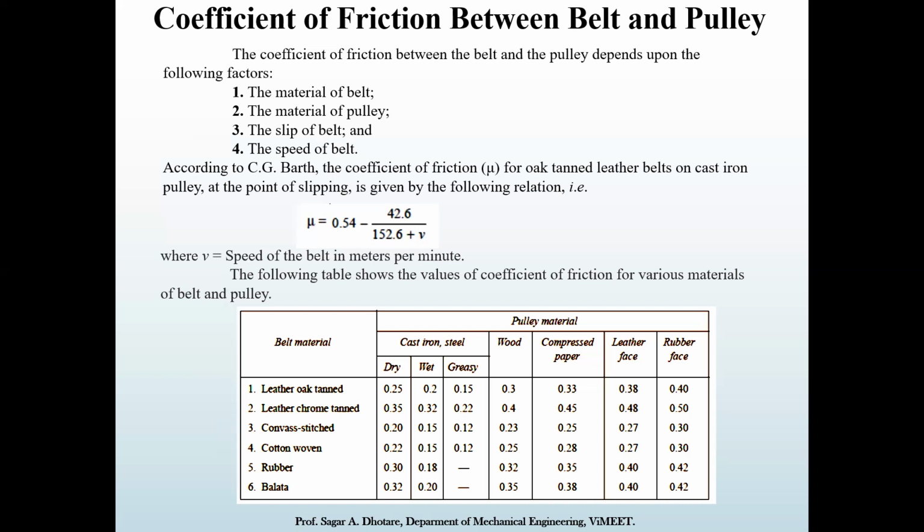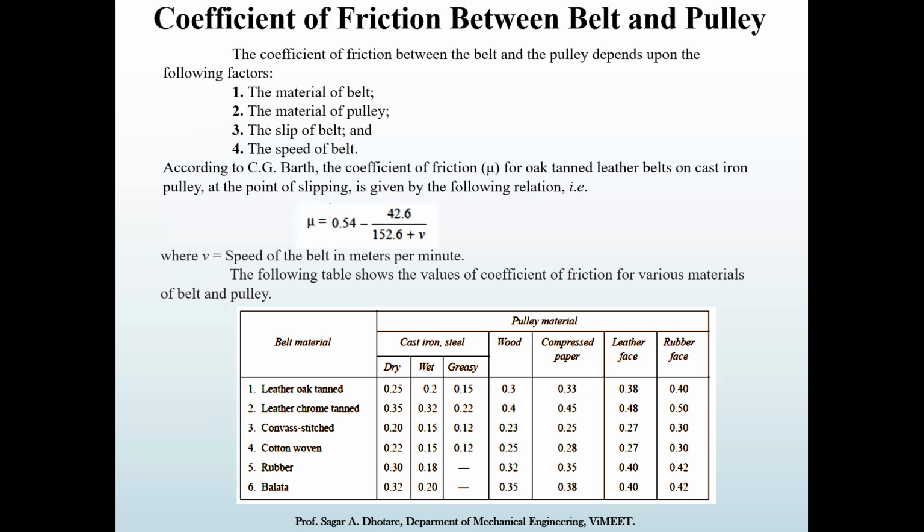So according to C.G. Barth, the coefficient of friction of the oak-tanned leather belt on cast iron pulley at the point of slipping is given with the following relation: mu, that is the coefficient of friction, is equal to 0.54 minus 42.6 divided by 152.6 plus v, where v is the speed of the belt in meters per minute. It is in meters per minute. So based on experiments with different materials and conditions, we have identified a few values of coefficient of friction for various materials of the belt and pulleys.